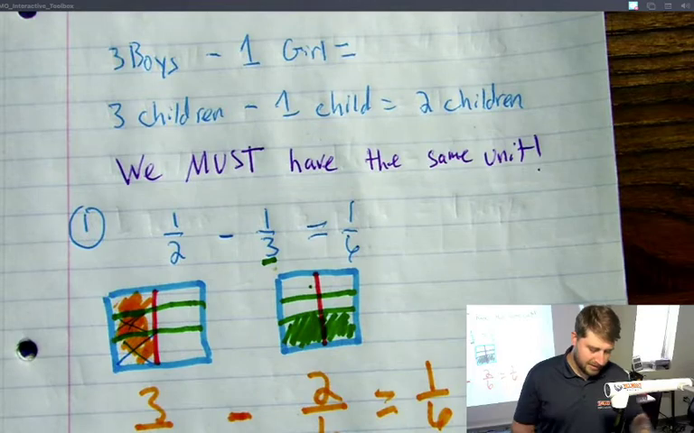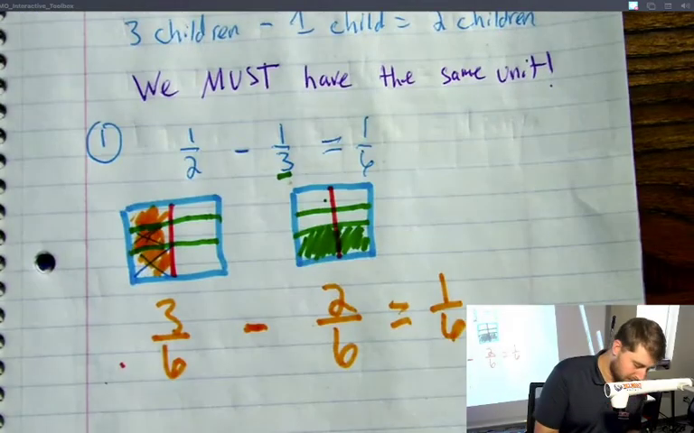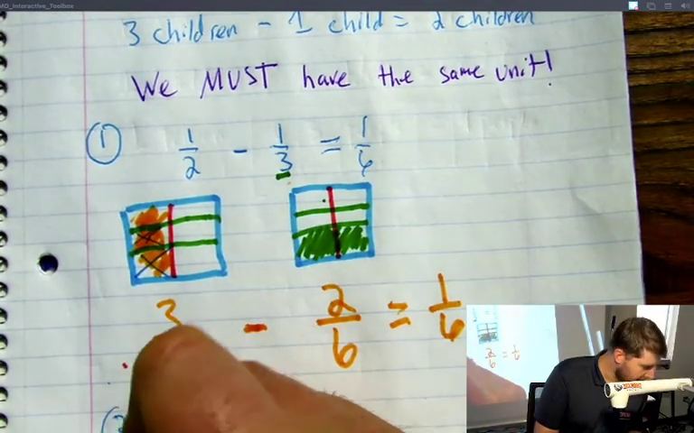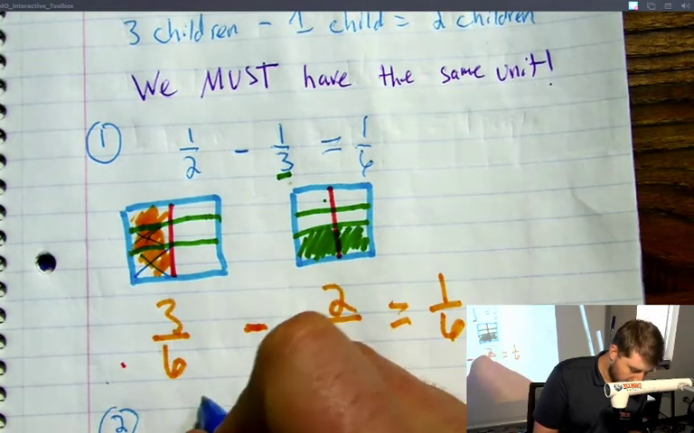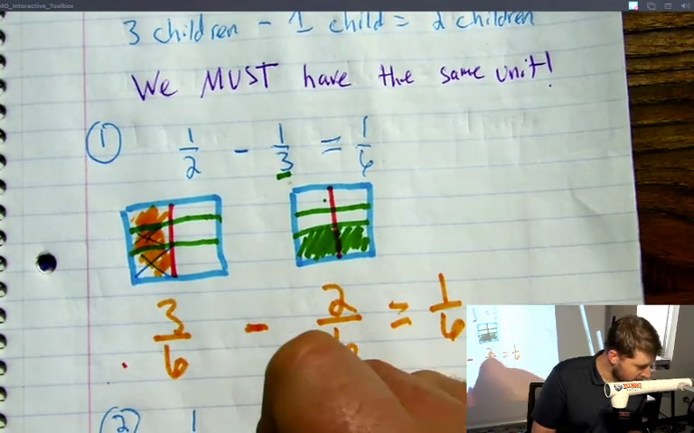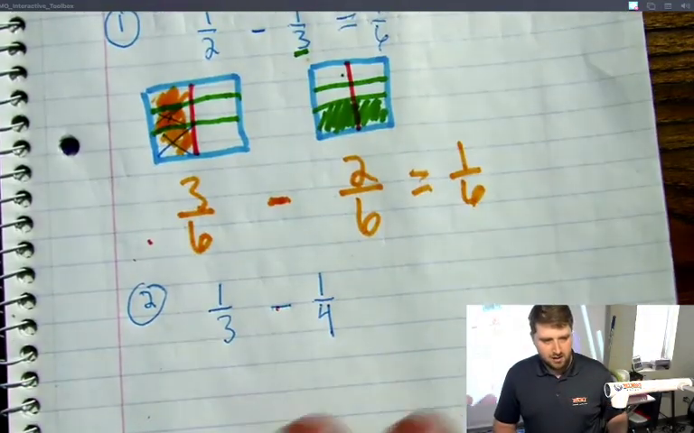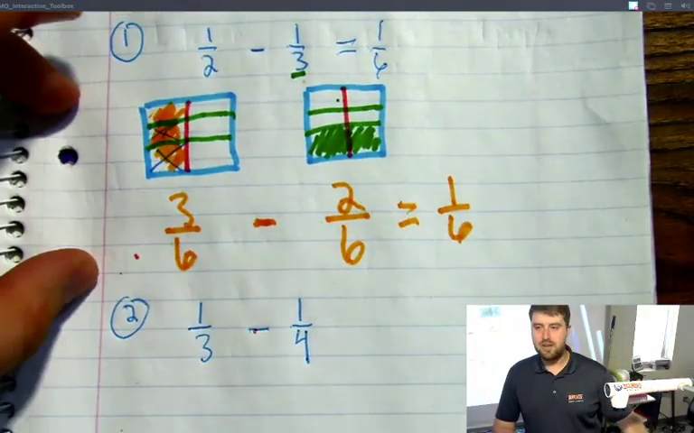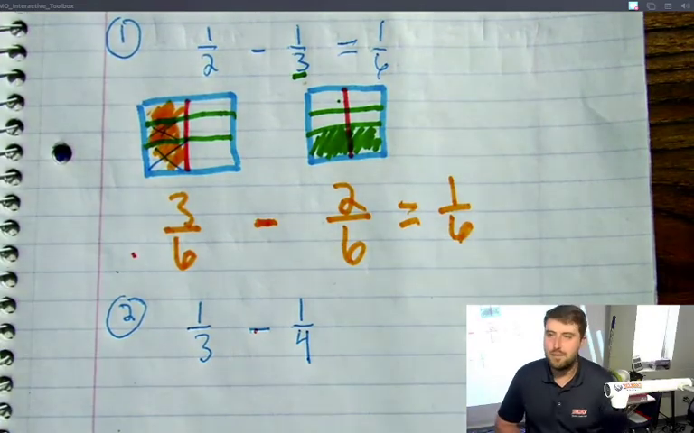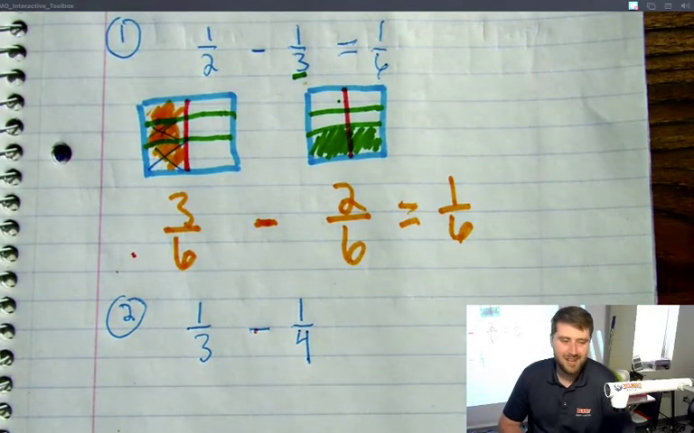So now I'm going to send you on your way to take on a problem. And that problem is going to be 1/3 minus 1/4. So take this on the same way we just took on this problem up here, and then we'll come back together in just a moment. So pause it here, solve this problem, and I'll see you in just a couple of minutes.